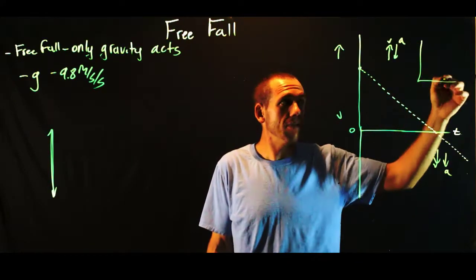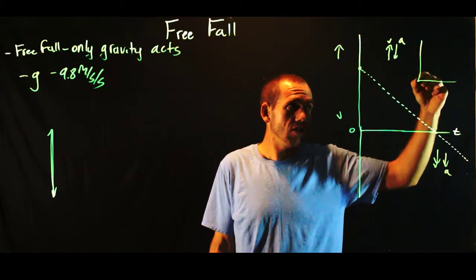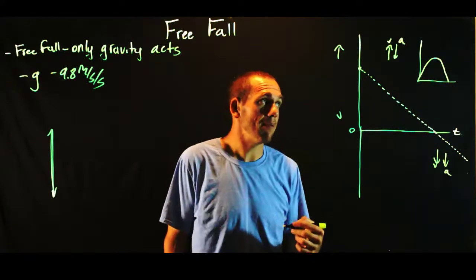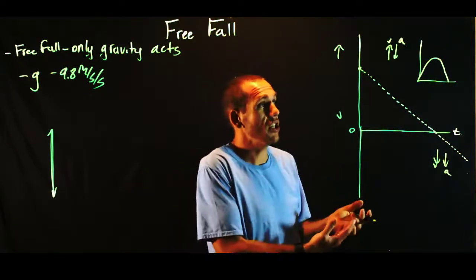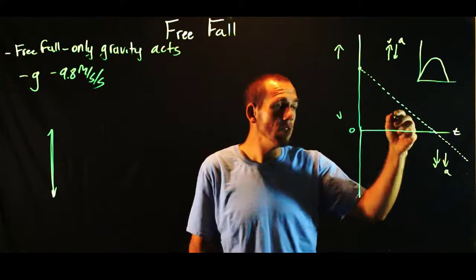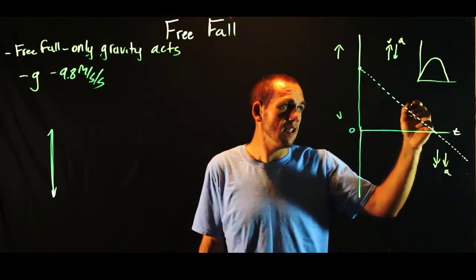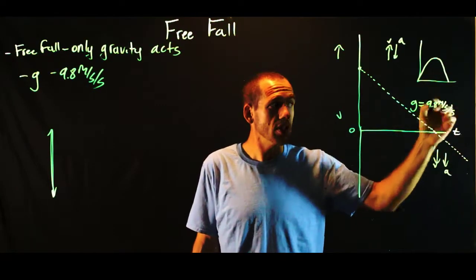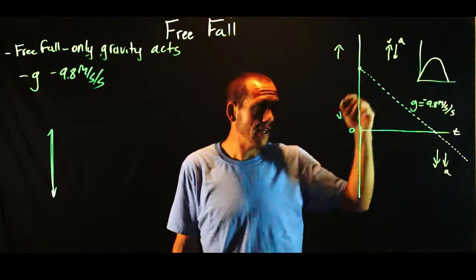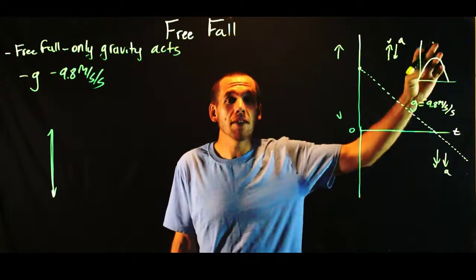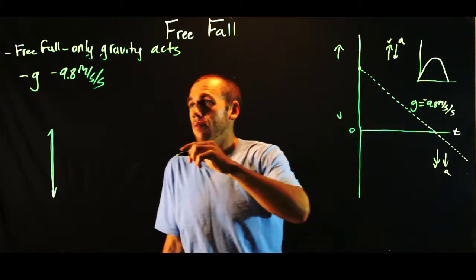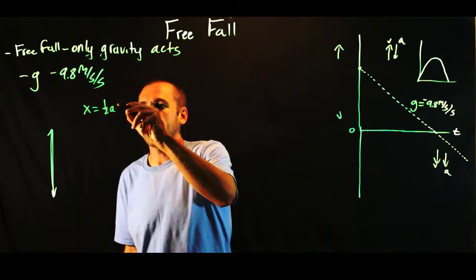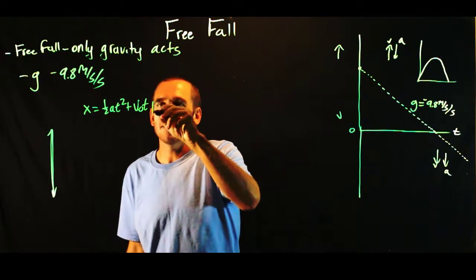On a position versus time graph, that would look like this. Starts fast, gets slow, turns around, gets faster. It's an inverted parabola. And we, in fact, can come up with the equation that describes that motion. So this is free fall. The slope of this is g, and g equals 9.8 meters per second per second. And because we chose up as positive, this would be negative 9.8 meters per second per second. On the position-time graph, remember the equation that we have is x equals 1/2 a t squared plus v naught t plus x naught.